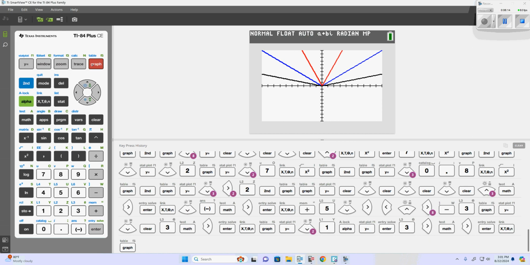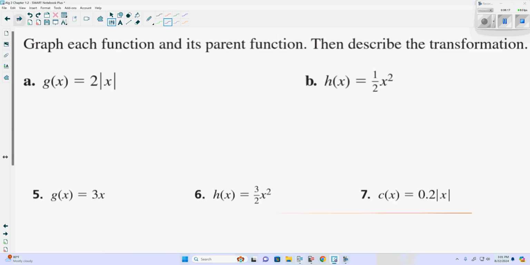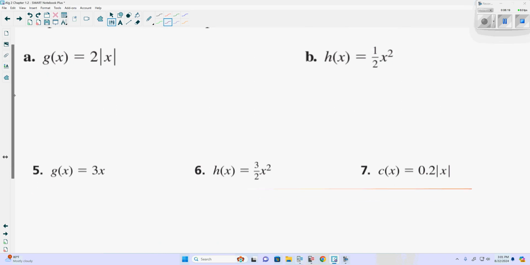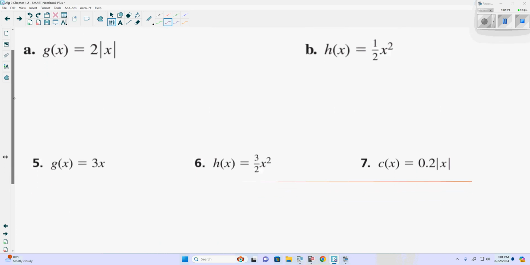Now, if we look at the first equation here, g of x is equal to 2 times the absolute value of x. Well, this parent function is absolute value.